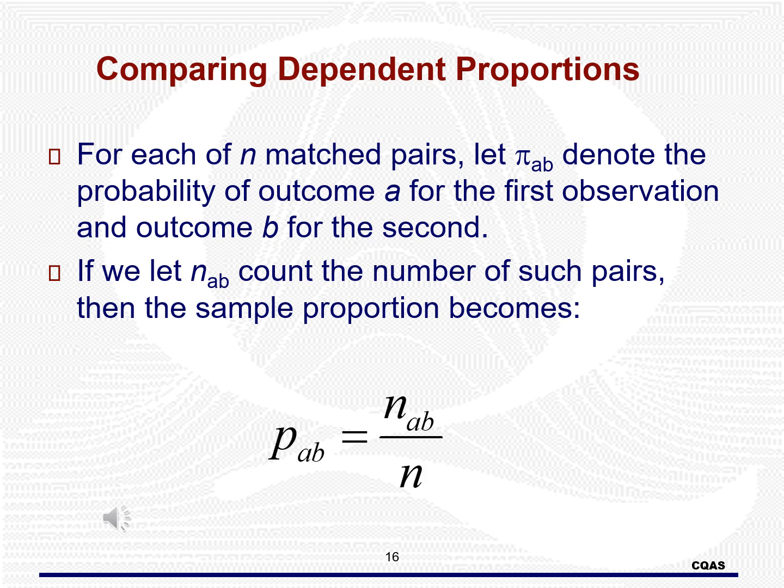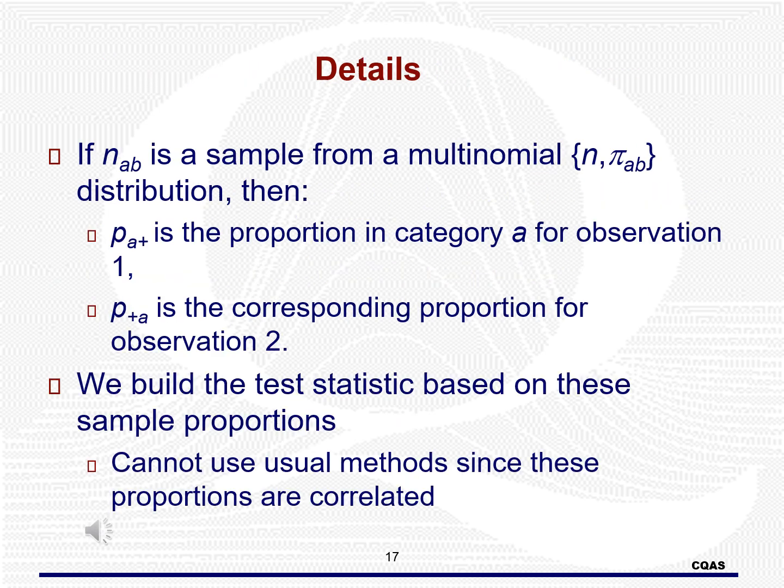In order to do this, we first need to define P-AB as the probability of outcome A for the first observation and outcome B for the second. If we let NAB count the number of such pairs, then the sample proportion becomes NAB/N. Let's look at some details. Let's assume that NAB is a sample from a multinomial n, P-AB distribution.